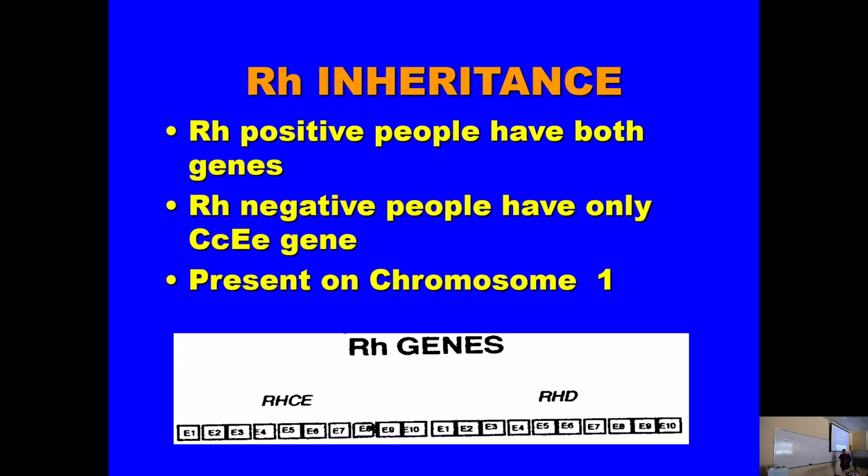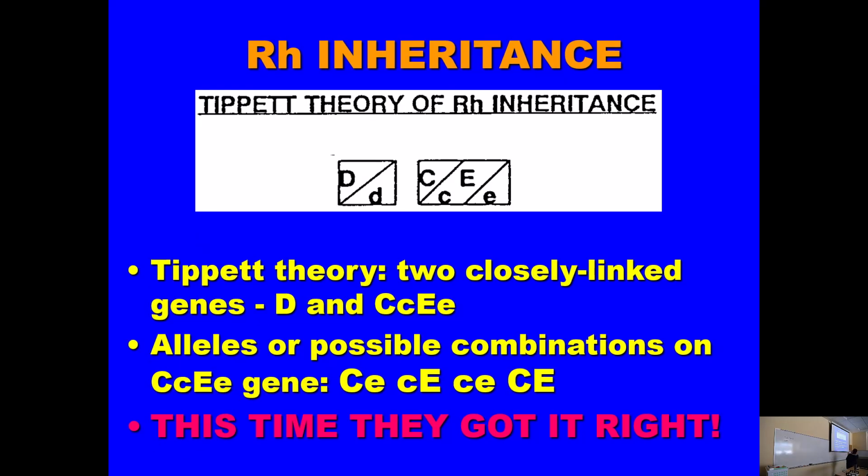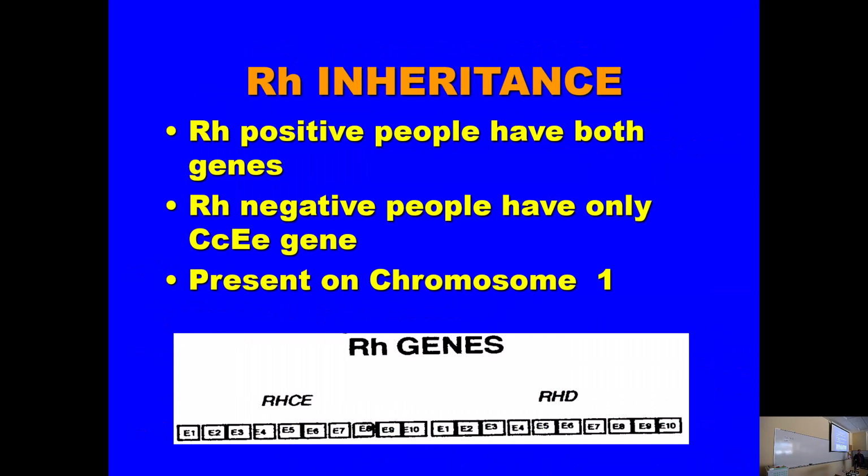For Rh inheritance, Rh positive people have both genes, meaning they have D and this big C, big E, little e combination. So Rh positive people have both genes. Rh negative people only have 1, because remember the little d is just a placeholder. It's not really a gene, it's not a spot. So Rh negative people only have the 1 gene.